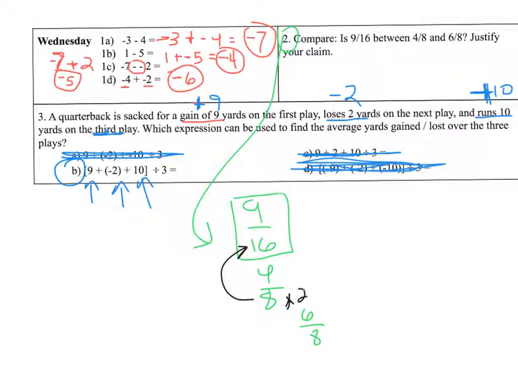And so 8 times 2 is going to get me 16. 4 times 2 is going to give me 8. So 4/8 is really 8/16. Same thing for 6/8. Multiply that times 2. So I get 16. 6 times 2 is going to give me 12.